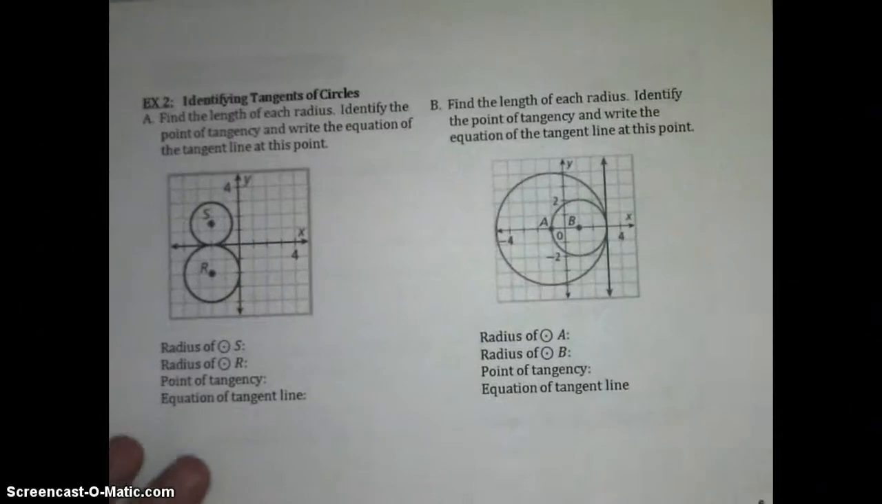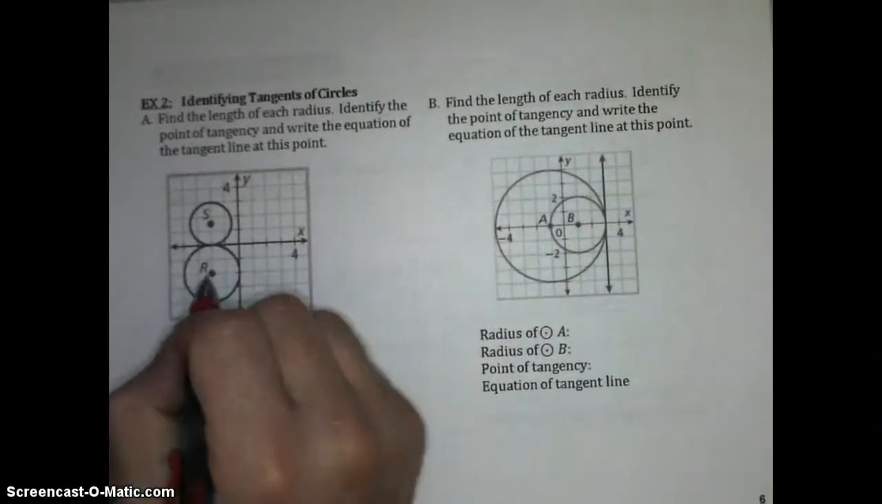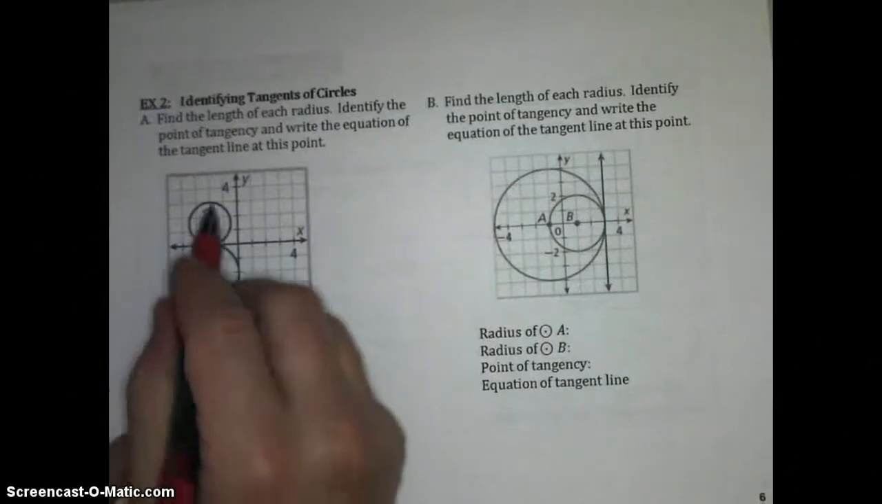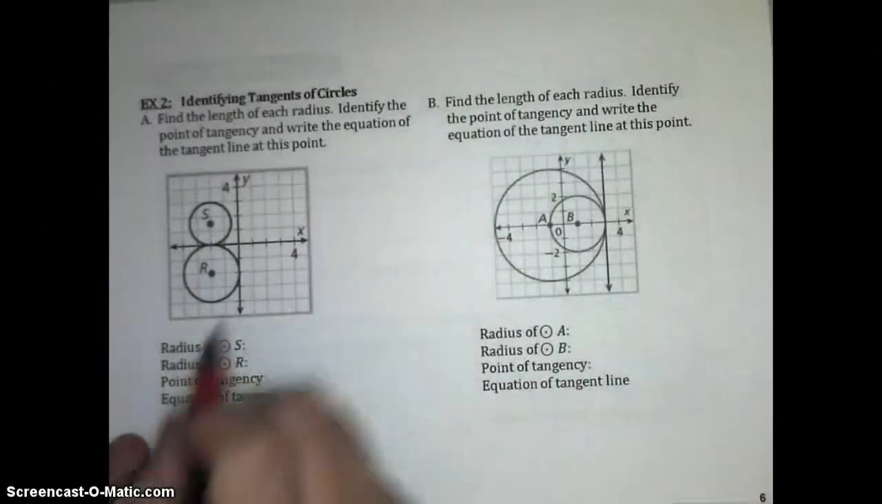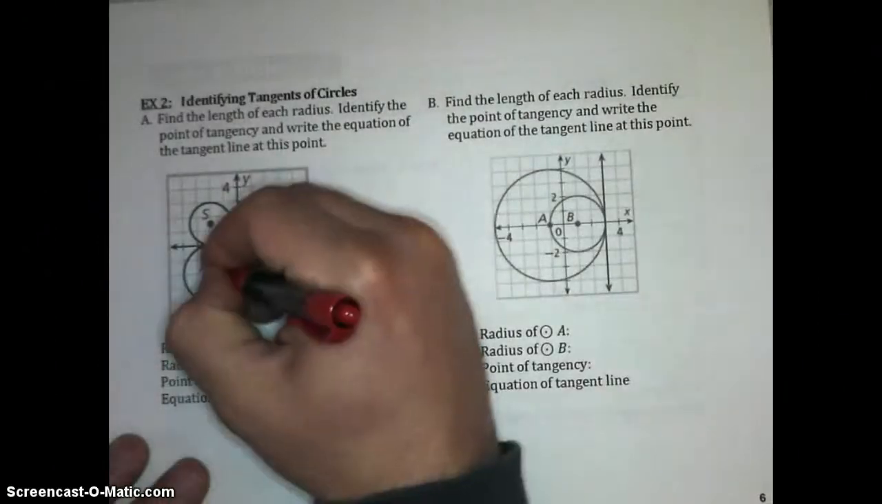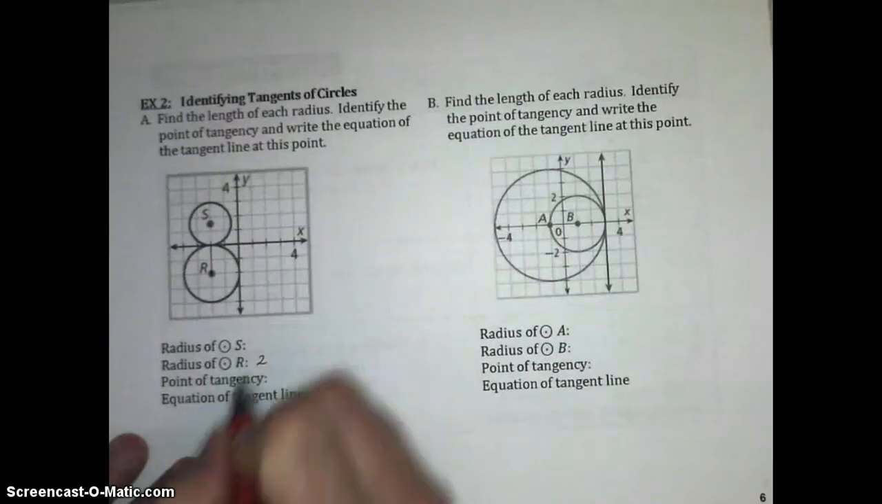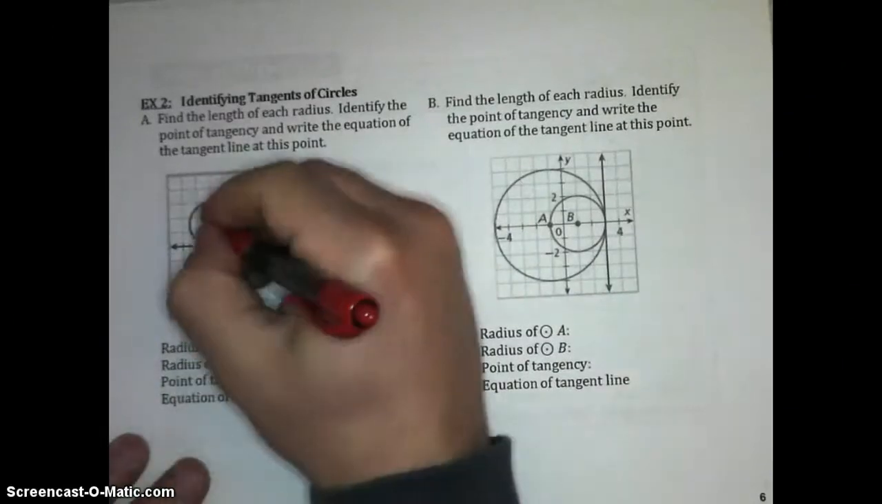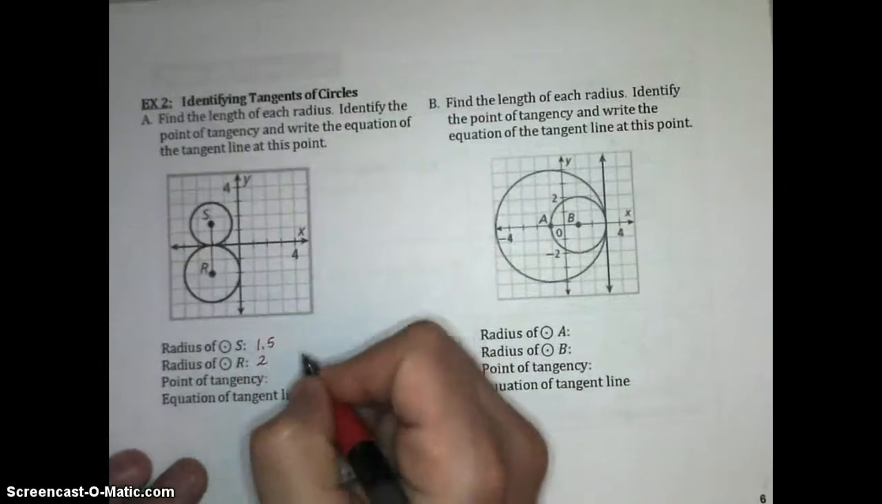So let's identify tangents of circles. Okay, we have tangent circles R and S. These would be considered externally tangent. And so here's what we need to do. We need to find the length of each radius. Well, this radius stretches up 2 units, so the radius of circle R is 2. The radius of circle S is 1.5.